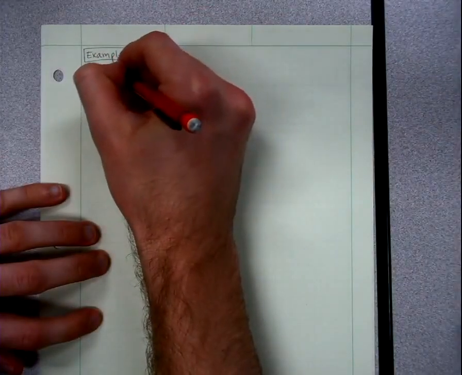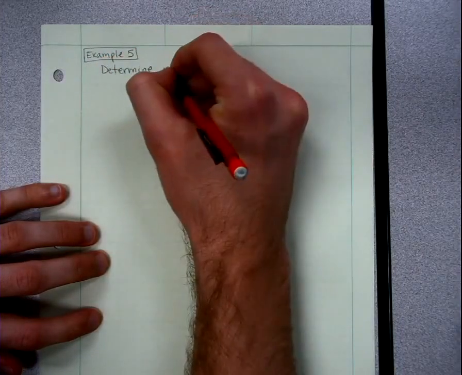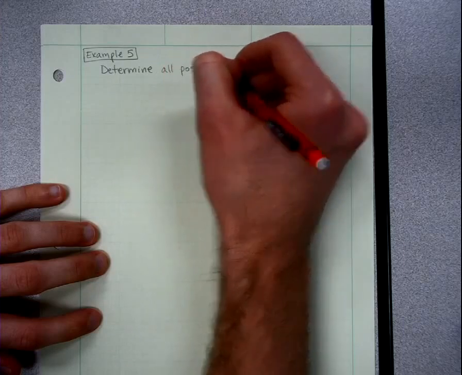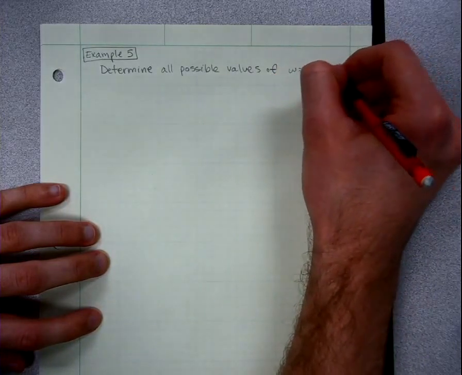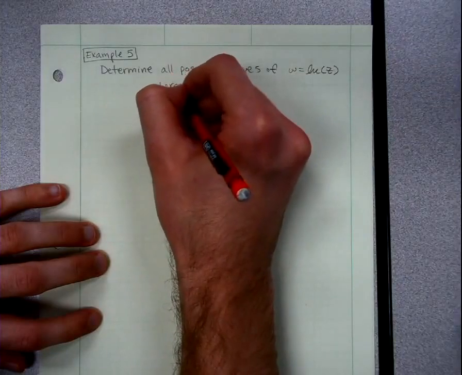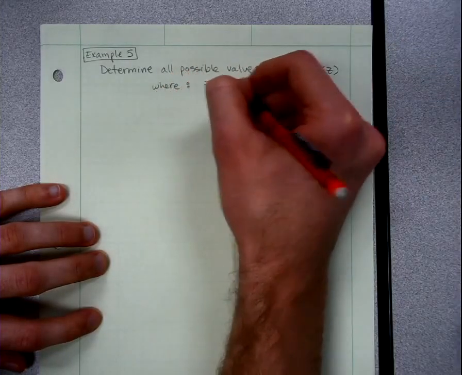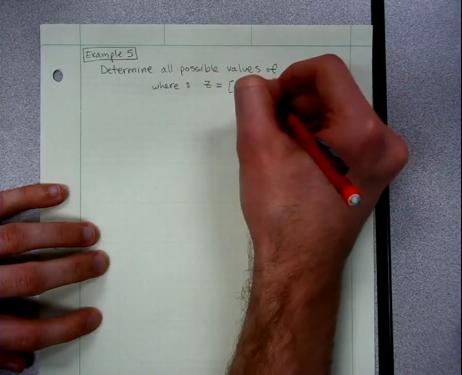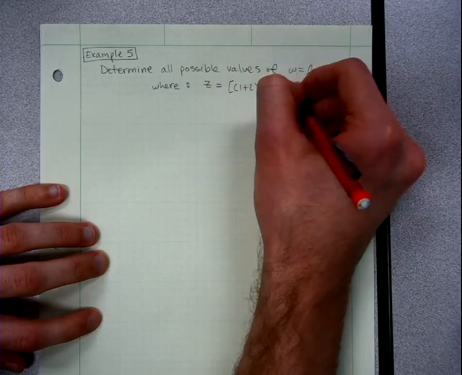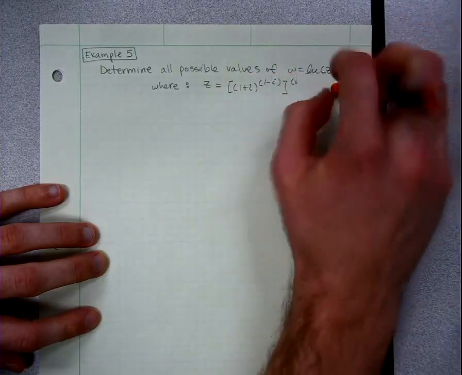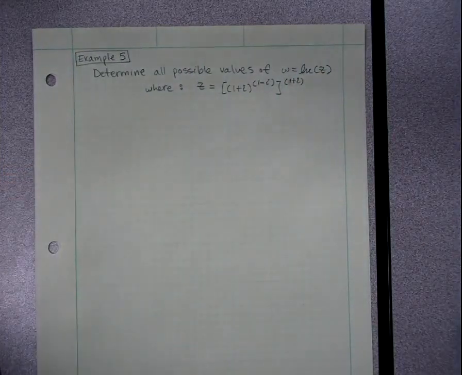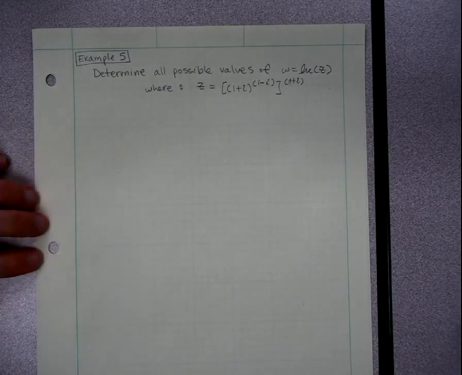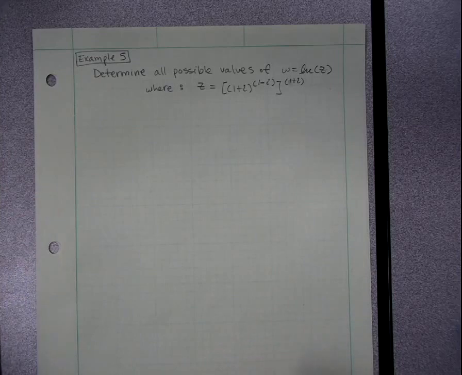So we want to determine all possible values of w equals ln of z, where z equals 1 plus i raised to the 1 minus i raised to the 1 plus i. Okay, so that's our problem.